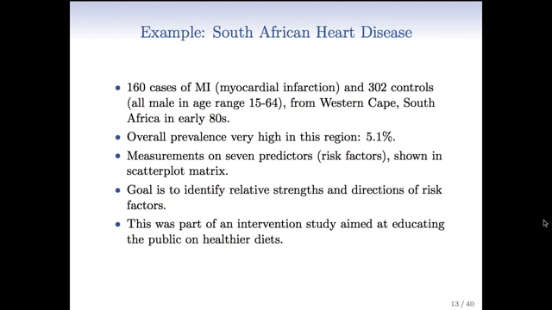Okay. Let's move on to another example with more variables. We talked about this example in the introduction. This is the South African heart disease data set. Remember, South Africans eat a lot of meat.